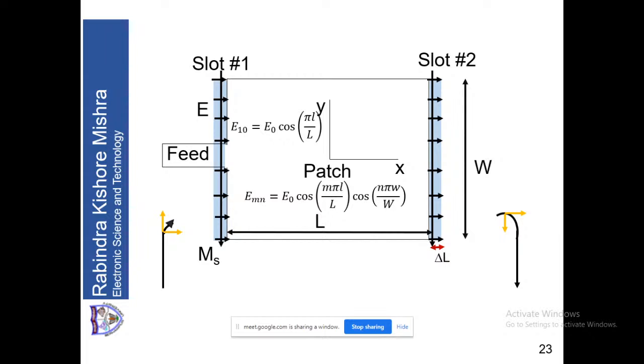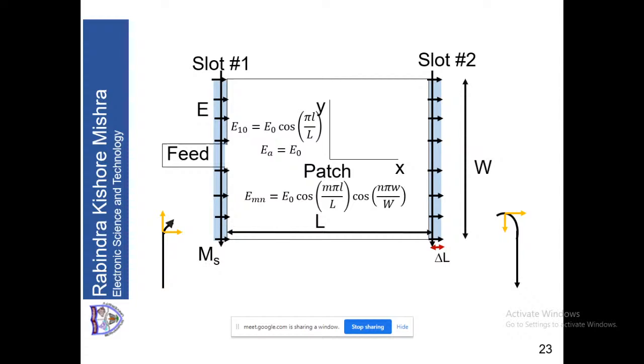Similarly on the right hand side, small l is equal to capital L. So on the right hand side, cos pi will be minus 1, giving minus E0, but we have seen the components are in the same direction, so that again will be E0. So in both these apertures or both these slots, the electric field will be EA, which is equal to E0. So the aperture field EA is equal to E0, the amplitude of E.